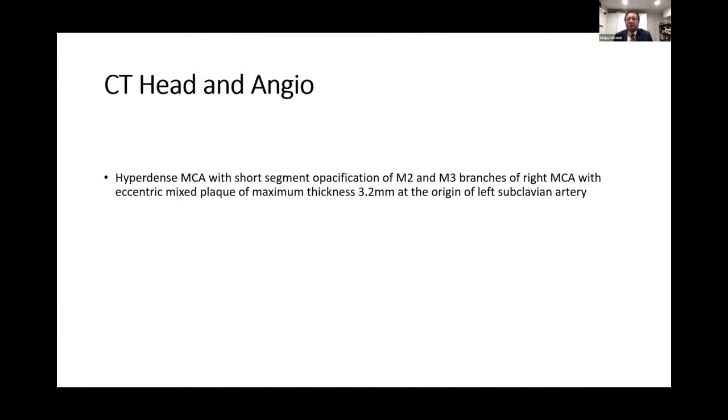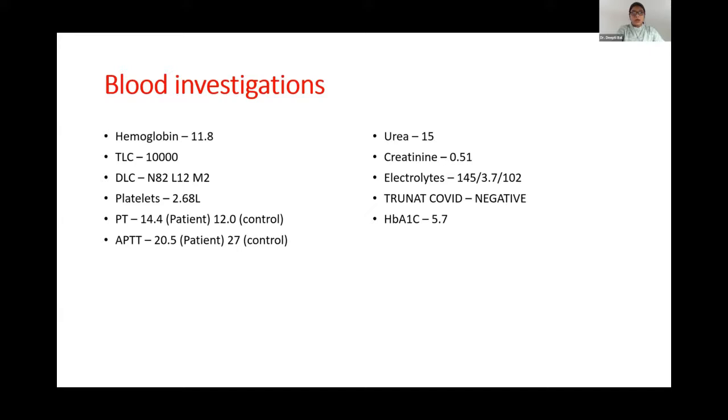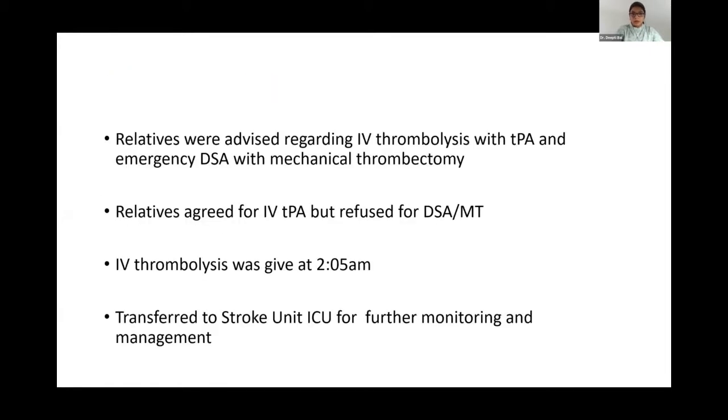The ECG confirmed the presence of atrial fibrillation. Currently, it's showing a controlled ventricular rate. The blood investigations were all within normal limits, and the bleeding parameters were normal. Coming to the management, the relatives were advised emergency IV thrombolysis.